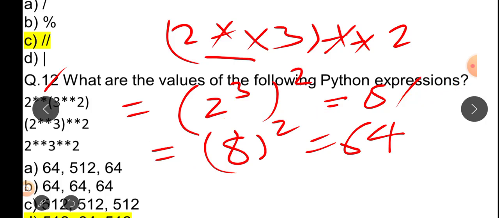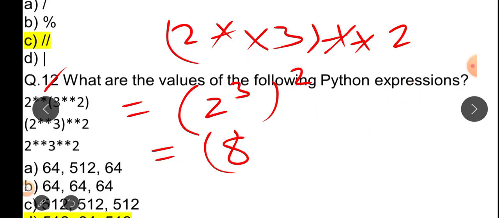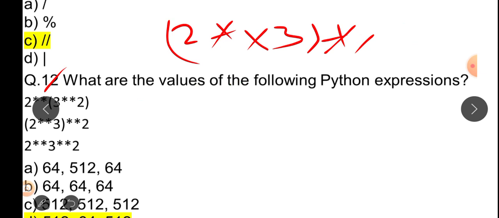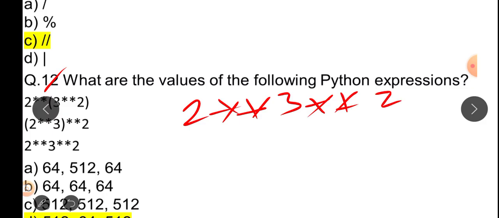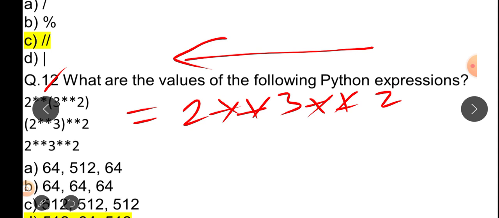Now let us take part number 3. Part number 3 is 2 double star 3 double star 2. Now there is no bracket sign here, and the double star appears twice in this expression. So we have to solve it from right to left. And why right to left? Because its property indicates that it is always solved from right to left.